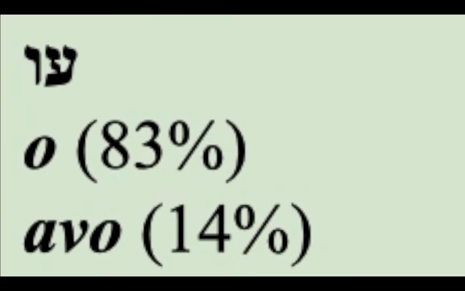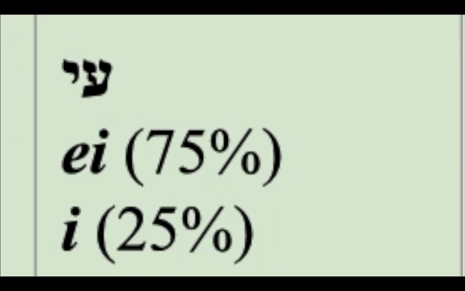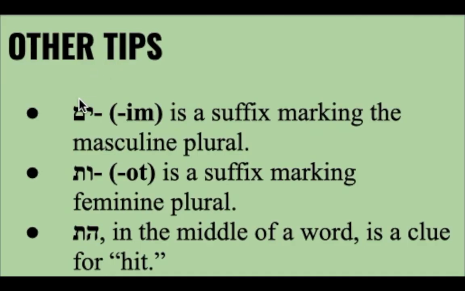And then we have Ayin and Vav. Most of the time it's pronounced O, but it can be pronounced Avo in some cases. And then we have Ayin and Yod, and that's pronounced A most of the time, but it can be pronounced E. But when in doubt, pronounce it A. Some other tips: yod and mem is a suffix marking the masculine plural, as in cherubim. And then we have vav and tav, pronounced ot, as in sukkot, which would be the feminine plural of sukkah.